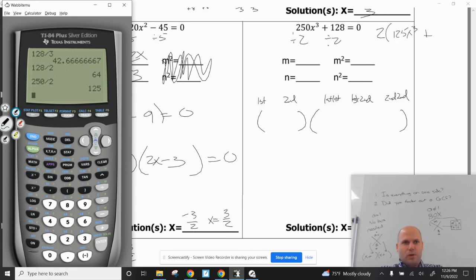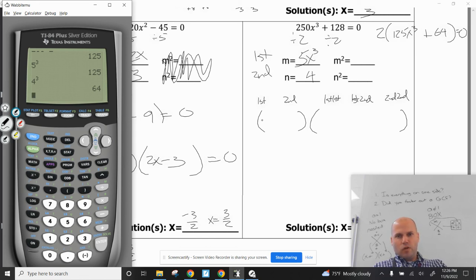125x cubed plus 64. Tricky. Greatest common factors, man. It's tough, but it's there. 125 is 5 cubed. 5 cubed is 125. So 5x is my first. 64 is 4 cubed. 4 is my second. Fill in our gaps.